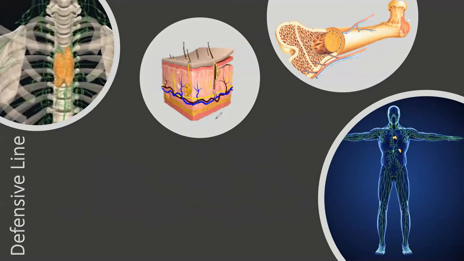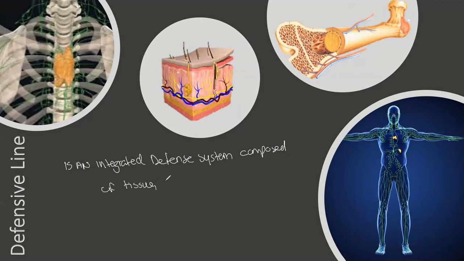So, what is the immune system itself? And we're probably kind of looking for a definition here. And really, it's an integrated defense system that's composed of tissue, cells, and molecules. So, if you're looking for a true definition of what immunity is.